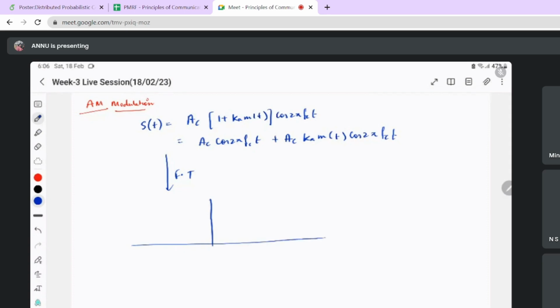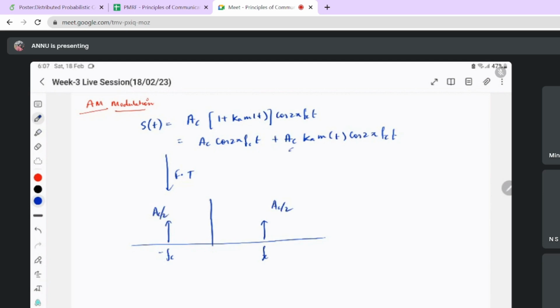It is an interactive live session, so you should be able to answer whatever questions I ask, and think of these live sessions as your revision modules, for whatever you have studied and are just memorizing with verbal lectures. So think like that. Since we have Ac cos 2 pi fc t, it will have a delta function at fc and minus fc, right? Of Ac by 2 and Ac by 2.